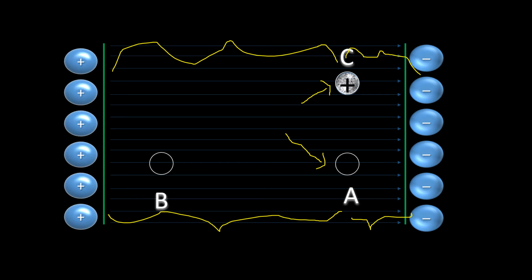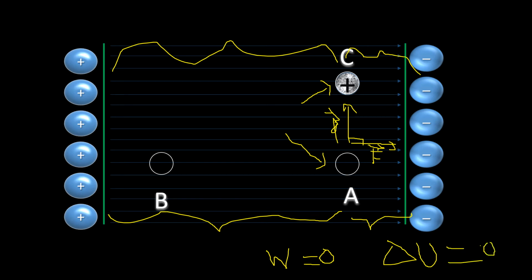How do we explain it mathematically? Say displacement is from A to C, and force is in this direction. So what is the angle between displacement and force? 90 degrees. So if you take Fd cos theta, it is Fd cos 90, and hence work done is 0. Work done is 0. So how much is the change in potential energy? Obviously potential energy will not change, so delta U is also 0. So that is how we can explain change in potential energy for a charge in a uniform electric field.